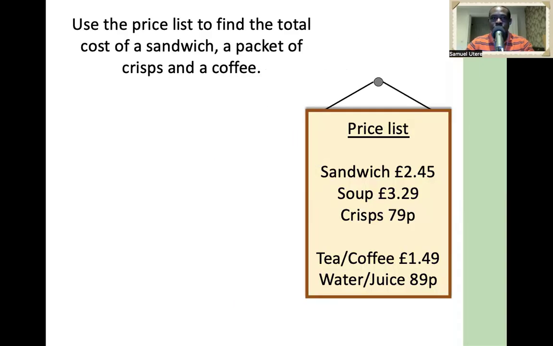Here is another one. Here you're given in words, you're told use the price list to find the total cost of a sandwich, a packet of crisps, and a coffee. Now, take a look. The first thing we need to do is, again, extract the information we need before we do our calculation. So we need a sandwich. We need a packet of crisps here, 79 pence. And we need a coffee, which is £1.49. So we have to add these.